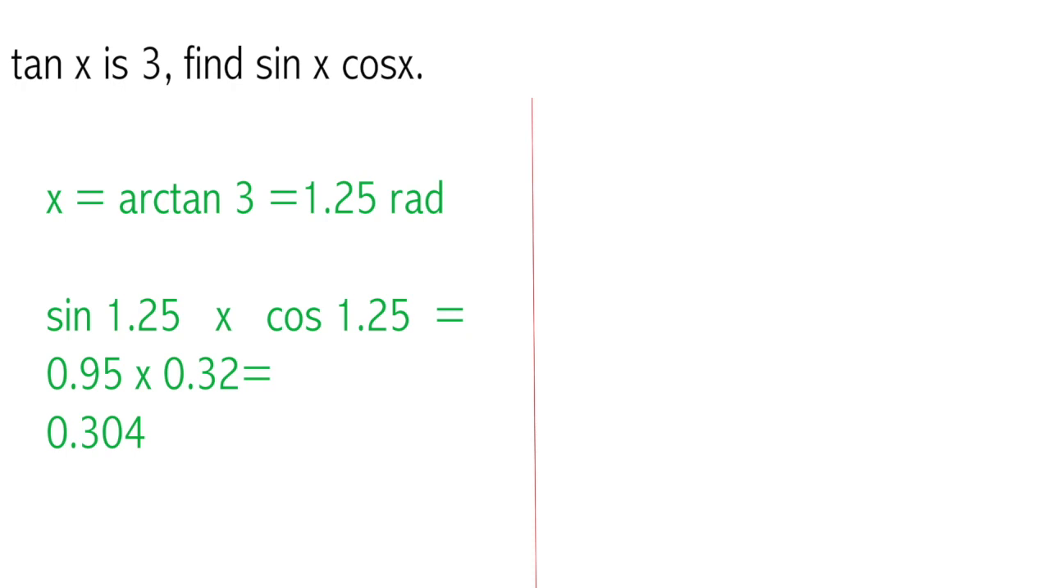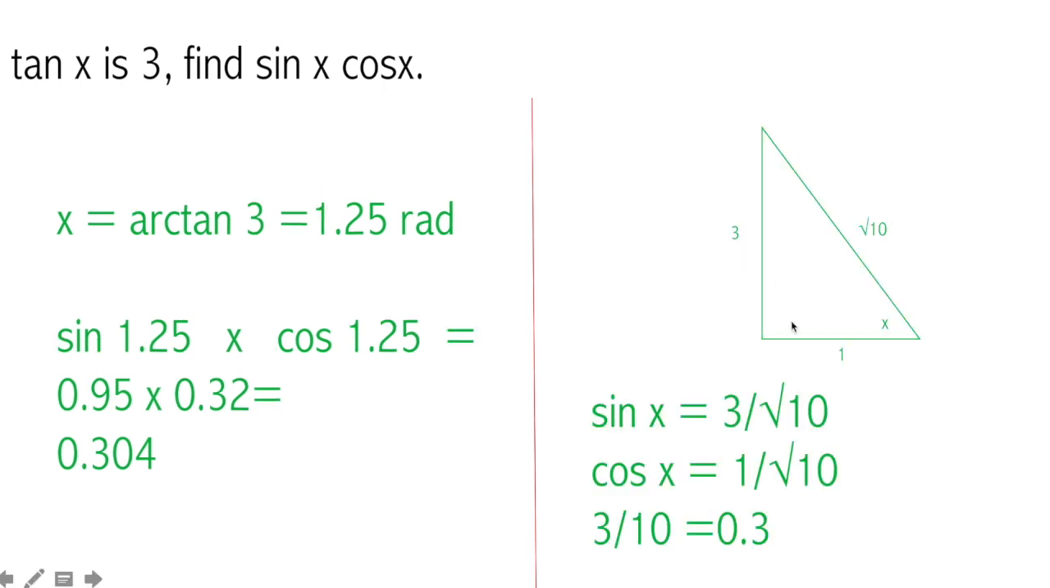Now if you want to do it manually, it's also possible. Tan is equal to opposite by adjacent. So what we can do is draw a right angle triangle, label one of the angles x, and do opposite by adjacent. 3 can be written as 3 divided by 1. So we can say opposite is 3 and adjacent is 1. Using that, we can calculate the hypotenuse, which is root of 10, because 3 square plus 1 square is 10, and the root of that is root 10.